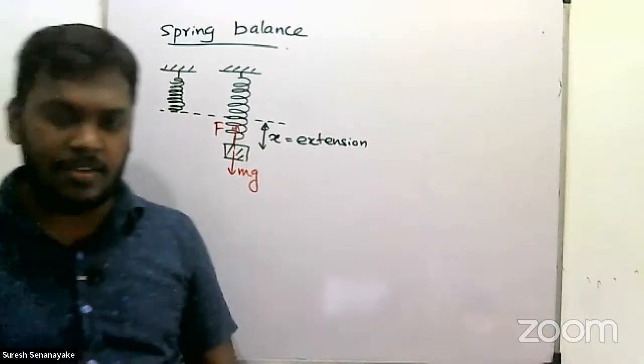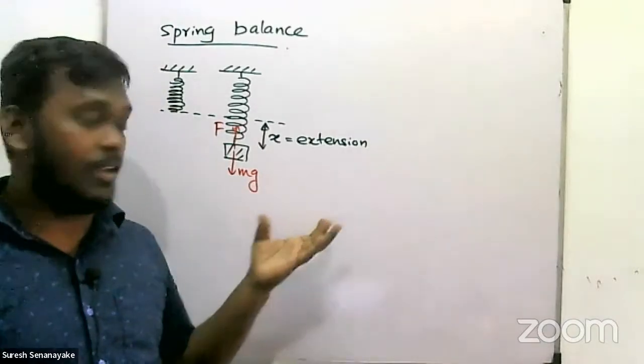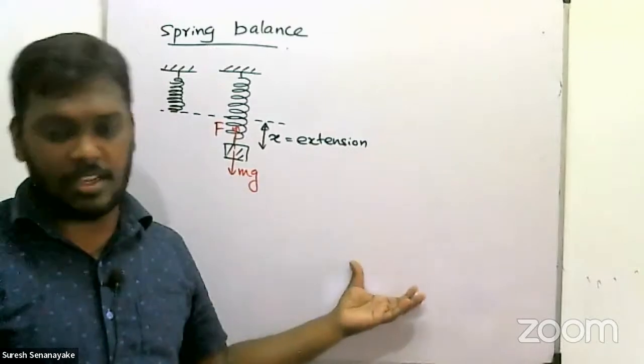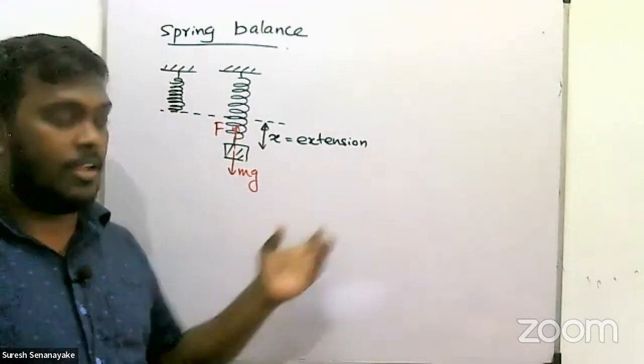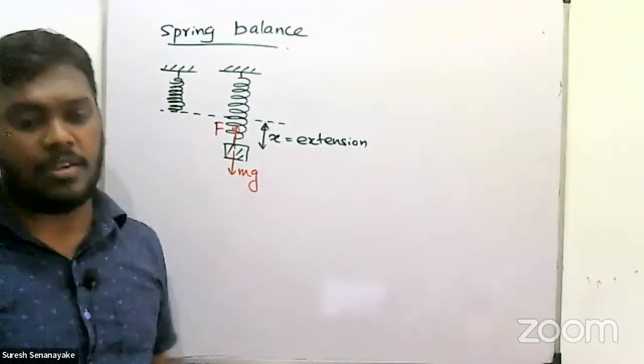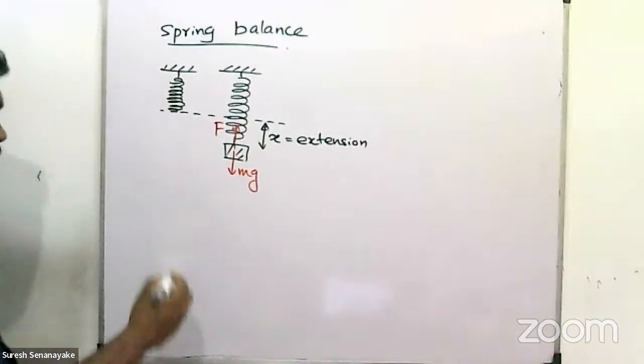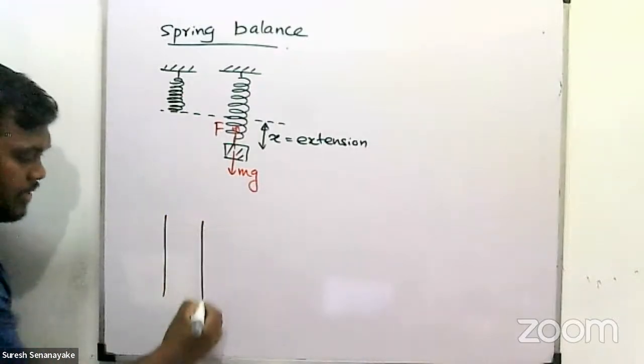First, you need to calibrate it with known masses. You hang a known mass. Let's say you hang 10 kilograms and it gives an extension of 10 centimeters. If you hang 1 kilogram, it gives an extension of 1 centimeter. Then you can divide between these two points into equal values, and then they make the spring balance, which is similar to this.